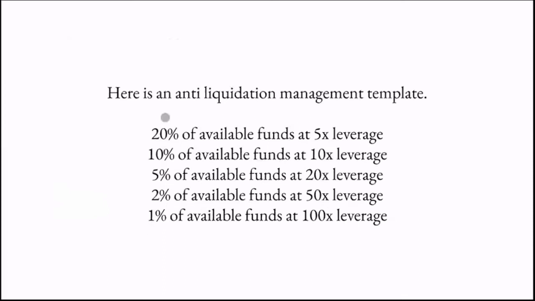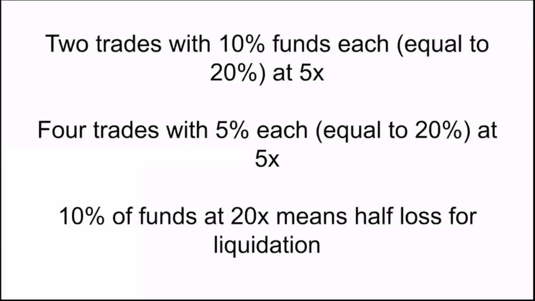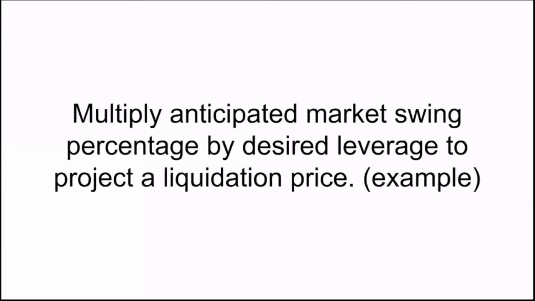And like I said, using these basic percentages with these basic leverage amounts is going to be basically identical to trading at spot with the entire balance. So depending upon your balance and how much you have to use, those are some guidelines for you to abide by, and use them in conjunction with what we had just learned to manage your risk reward ratio. Then you can multiply your anticipated market swing percentage by your desired leverage to project a liquidation price.